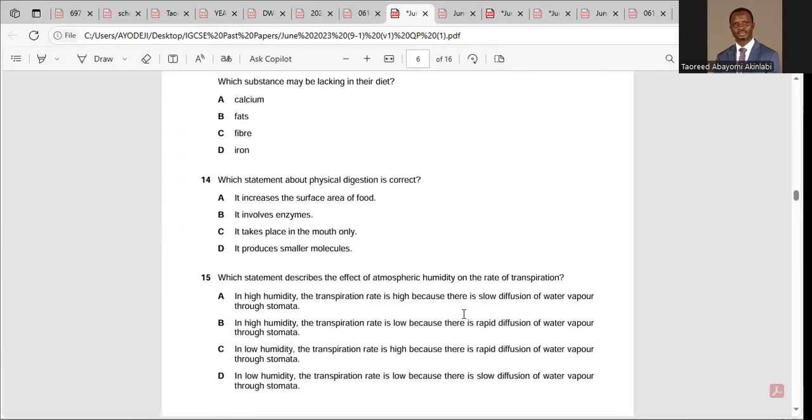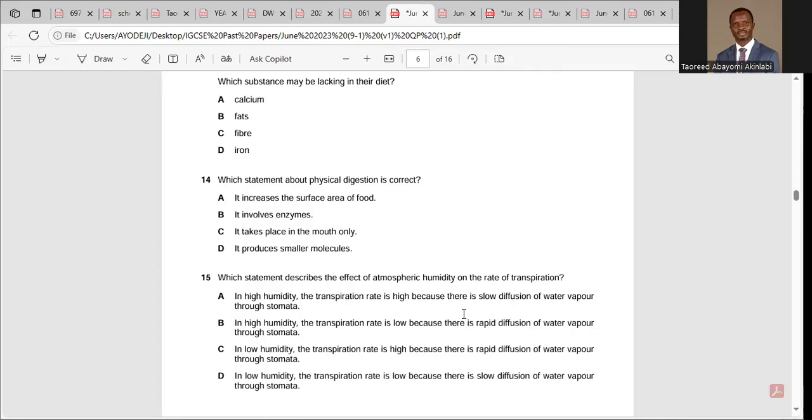Question 15, which statement describes the effect of atmospheric humidity on the rate of transpiration? Transpiration is the loss of water vapor through the aerial parts of plants. There are factors that can speed up or affect the rate of transpiration. One of the factors is humidity. When you have high humidity, the rate of transpiration will be reduced. When you have low humidity, the rate of transpiration will be increased.